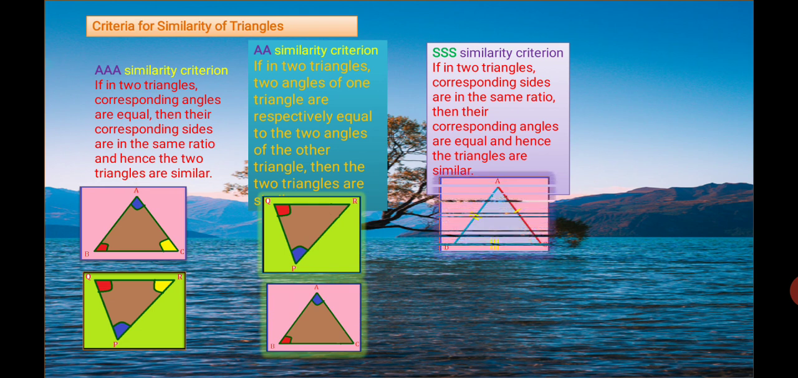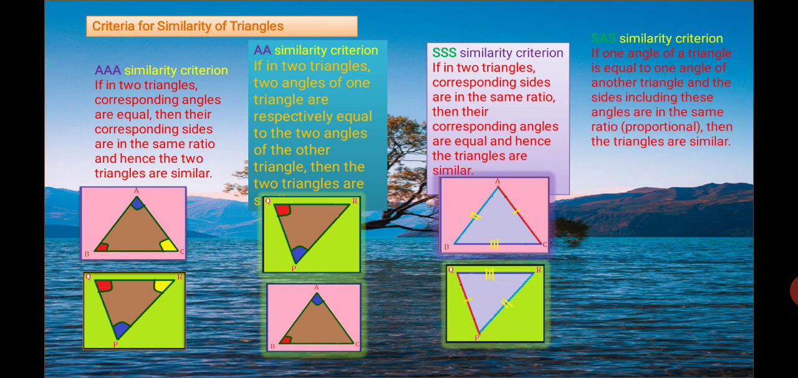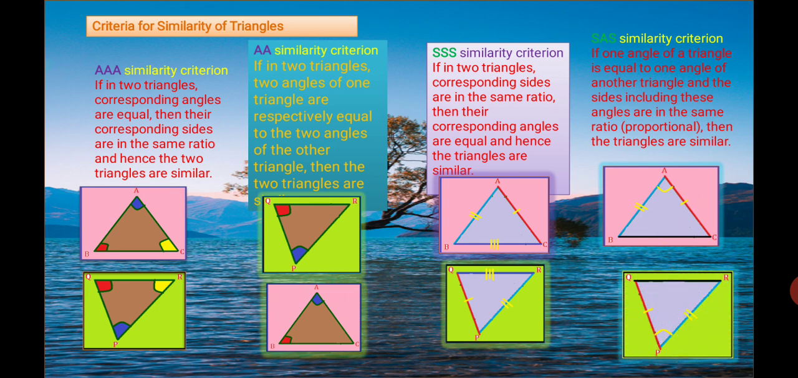Next is side similarity criteria. If three sides of one triangle are exactly proportionally equal to the three sides of another triangle, then the two triangles are similar. And the last one is side-angle similarity criteria. If two sides and the angle between them are proportional and equal to two sides and one angle of another triangle, then the two triangles must be similar. These are all studied in standard 9, but here we just revise, because the angle similarity criteria we have to use in this theorem.